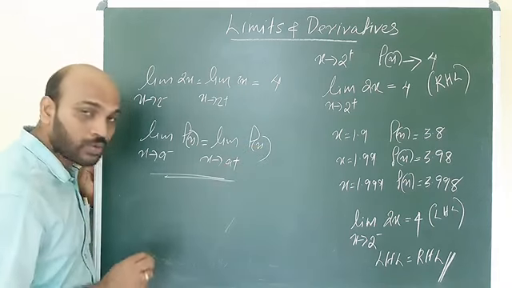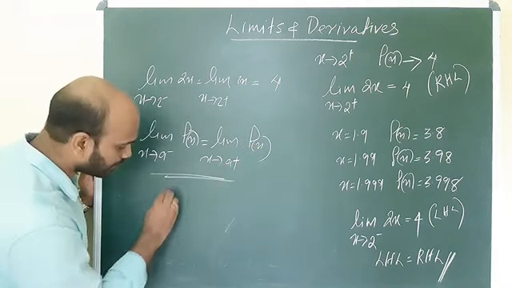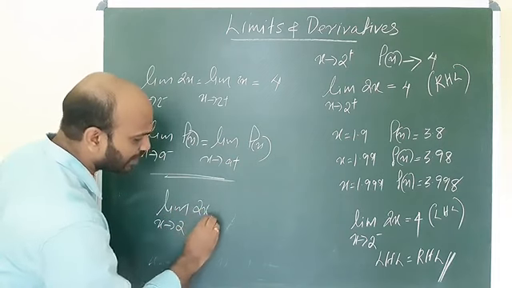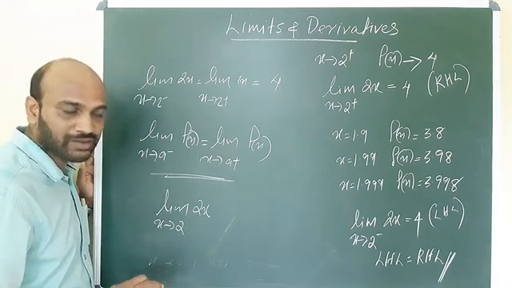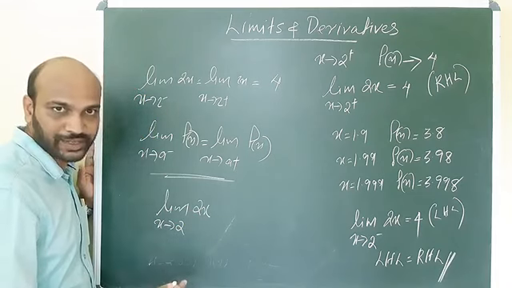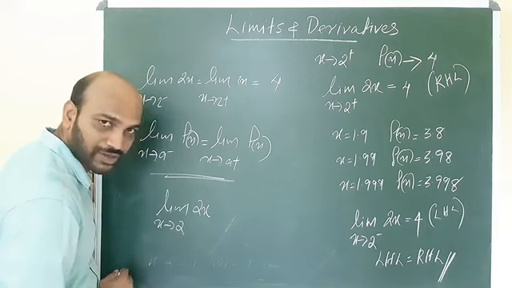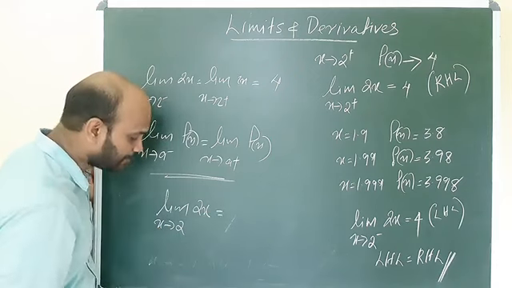Okay, now consider the same question. Limit x tends to 2 of 2x. Actually, we need not go for examples. We can find its value directly. How can we find it? Just substitute the value of x in this function. So we will get the answer.